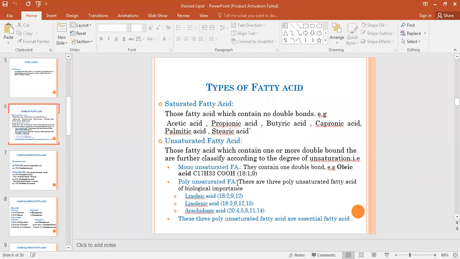The polyunsaturated fatty acids, those fatty acids which contain more than one double bond, are known as polyunsaturated fatty acids. And there are three polyunsaturated fatty acids of biological importance: linoleic acid, linolenic acid, and arachidonic acid. These three polyunsaturated acids are basically essential fatty acids. It means that they cannot be synthesized in the body and must be included in our diet.